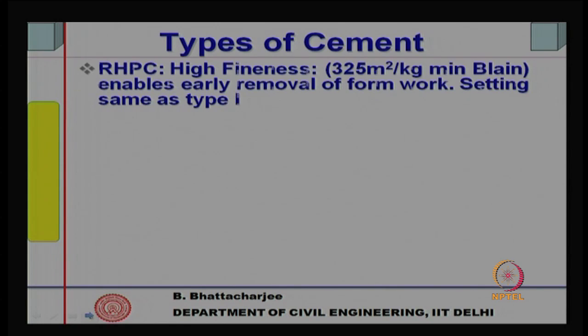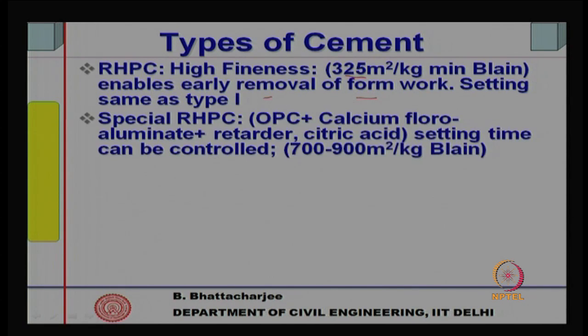We will go back to the first slide again. So, physically, rapid hardening Portland cement has high fineness, 325 meter square per kg minimum, and enables early removal of formwork. Setting is the same as type 1. As I mentioned, special rapid hardening Portland cement is OPC plus calcium fluoro aluminate and a retarder, sometimes citric acid, so setting time can be controlled.